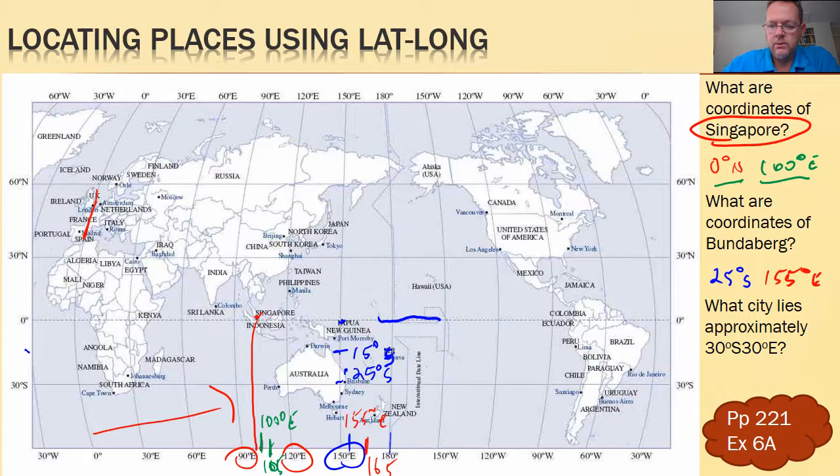Now let's do this in reverse order. What city lies approximately 30 degrees south and then 30 degrees east? So let's go to 30 degrees south. So we're along this line here. And then we need to look at 30 degrees east. So here's 30 degrees east. And it looks like Johannesburg is the city that we're looking at.